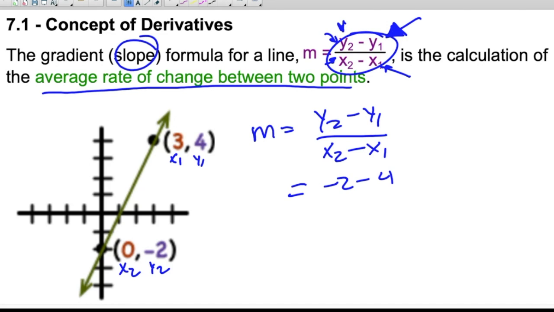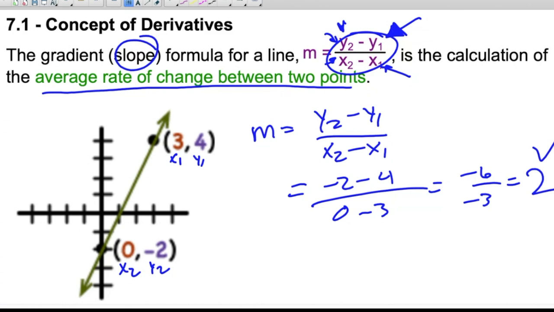Negative 2 minus 4. And then 0 minus 3. I don't like negative numbers. That's negative 6 over negative 3. I think I did that right. It gives me 3. No, I didn't do that right. How do you do math on that? Oh, yeah, 2. That's what I meant. 2. Yeah. That's the answer. See how easy that is?